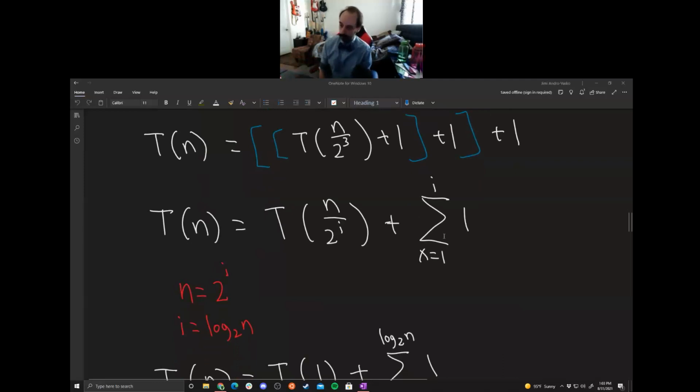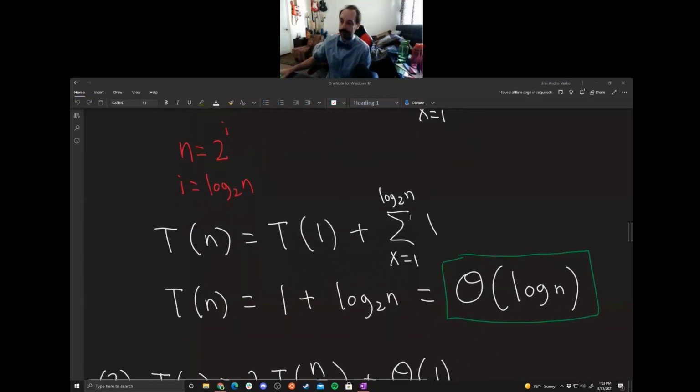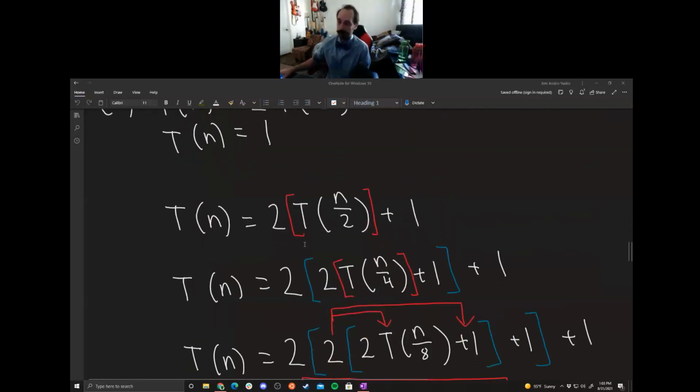So you want to pick an n value that's large enough that after we do i number of expansions, it's going to hit the base case. So n being 2 to the power i is going to reach the base case there, and i is log n, so we plug these in. We get T(1), which is just 1, plus we're adding 1 log n number of times, so theta log n. And then this one I'll just skip over.